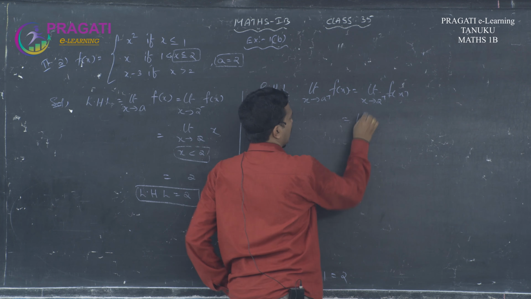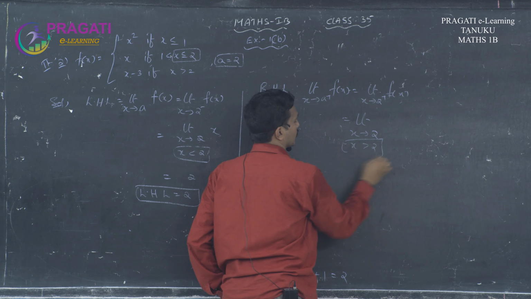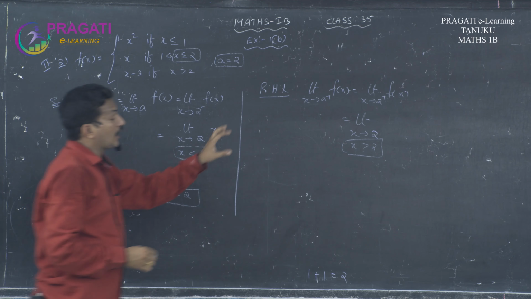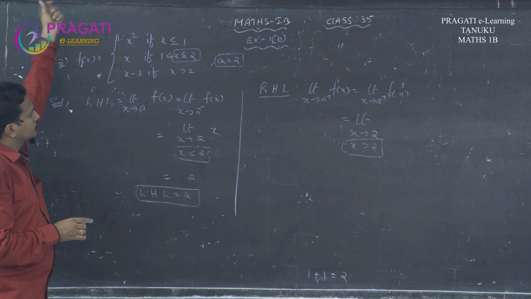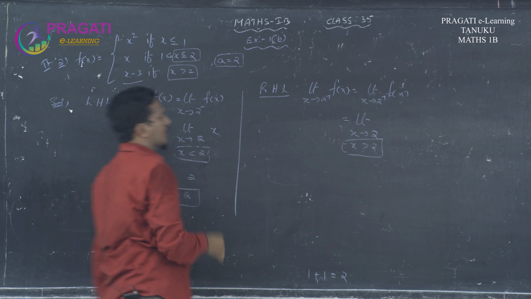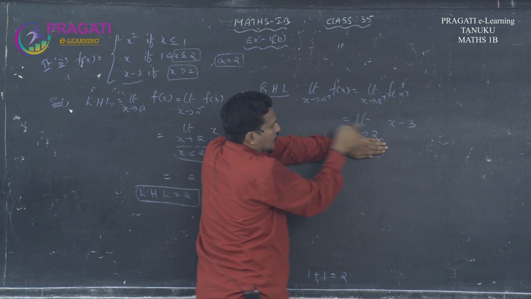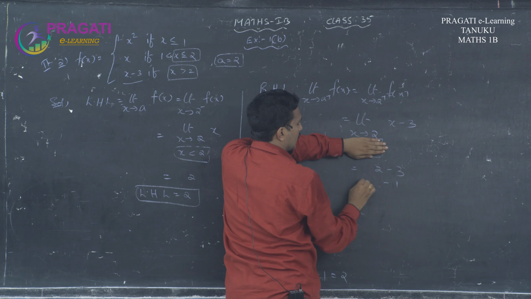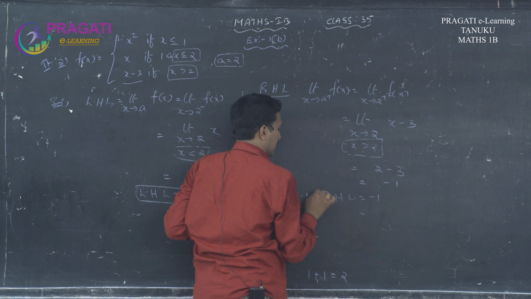Limit x tends to 2 plus means x greater than 2. Plus indicates x greater than 2, and it is used only to select the function. Since x is greater than 2, the function is taken as x minus 3. So the remaining problem is limit x tends to 2 of x minus 3. By direct substitution, 2 minus 3 is equal to minus 1. That is, the right hand limit is equal to minus 1.